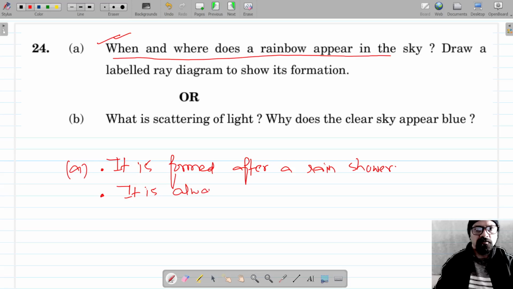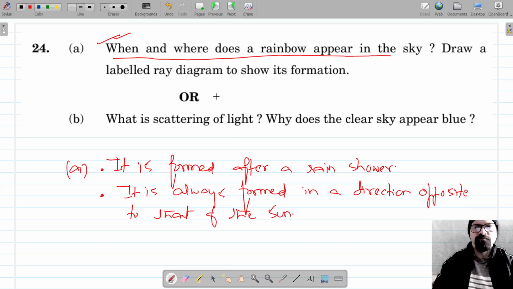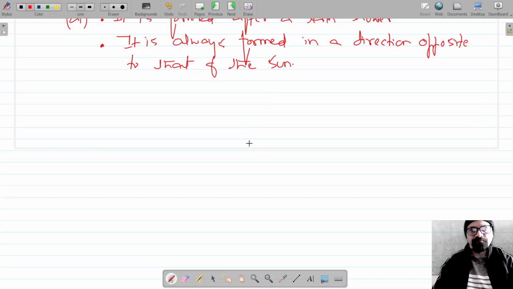So it is always formed in a direction opposite to that of the sun. Okay, now we have to draw a labeled ray diagram to show its formation.